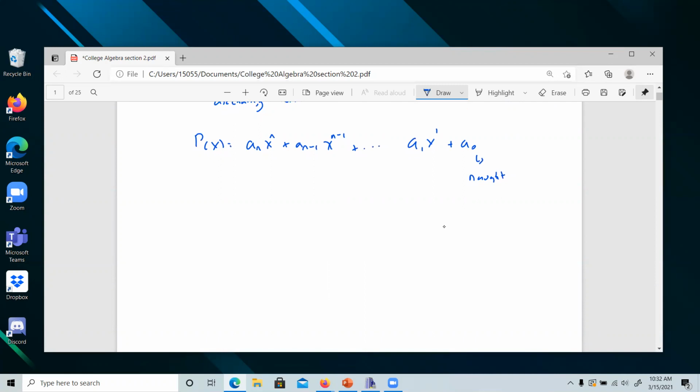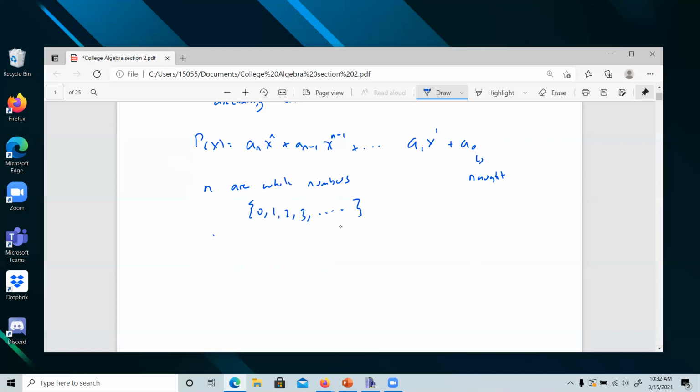So what are the rules for what you can pick for your a n's? What can you pick for your x's? What are you picking for your n's? Generally your n's are whole numbers. So n's are going to be 0, 1, 2, 3, dot dot dot. We're not putting any negative numbers in here, we're not putting any fractions, we're not putting anything weird. It's just 0, 1, 2, 3, dot dot dot.